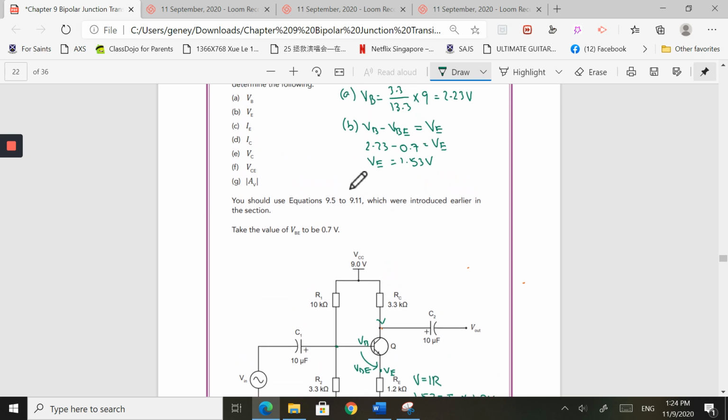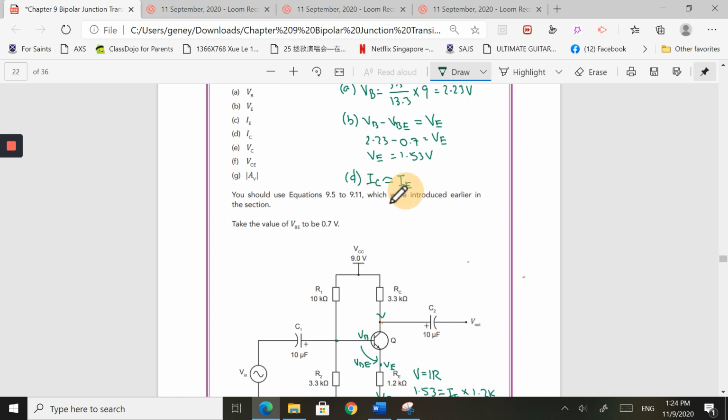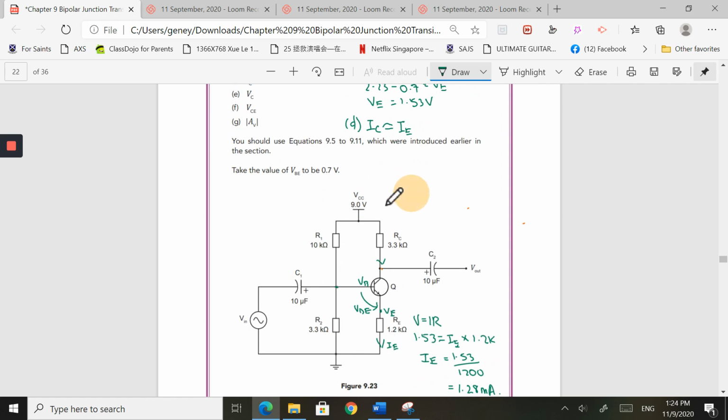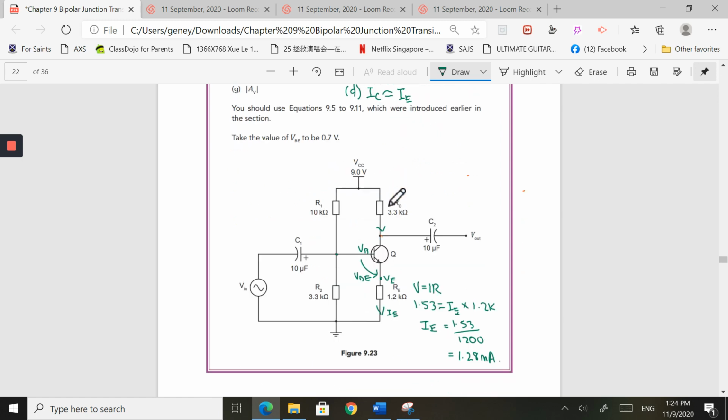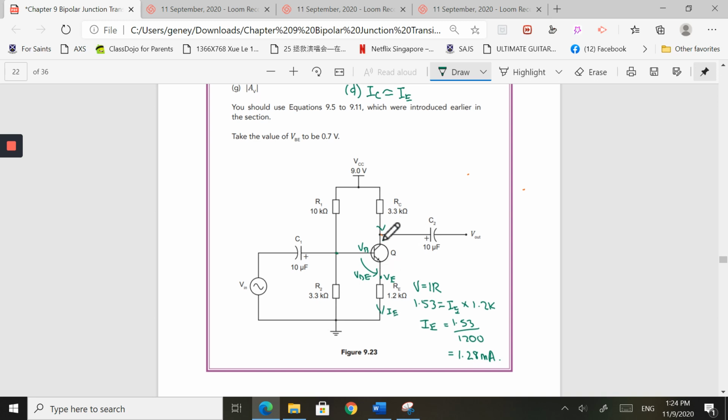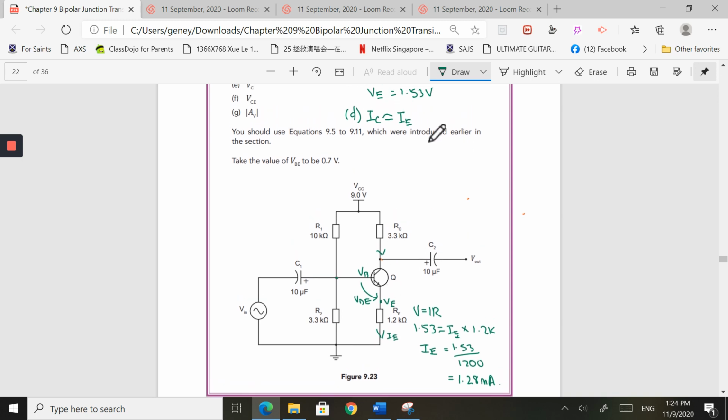Let me write that down. We are now at part D. I'm going to say that the collector current is going to be about the same as the emitter current. We are going to disregard the base current because it is negligible. It's about 40 to 300 times smaller. So we are going to assume that this current is the same as this current, which is 1.28 milliamps.